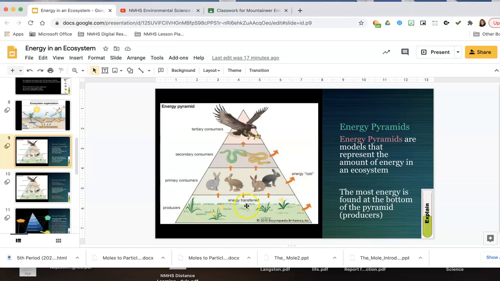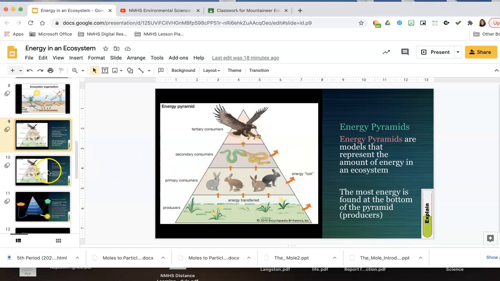All right, so here we see primary producers, plants, and then the rabbits eat the plants. They're primary consumers. Okay, and then snakes eat rabbits, and then they are secondary consumers. You get loss of energy every time you go up the energy pyramid. And then finally, tertiary consumer, the hawk eats the snake, and you get loss of energy every time you go up the energy pyramid.